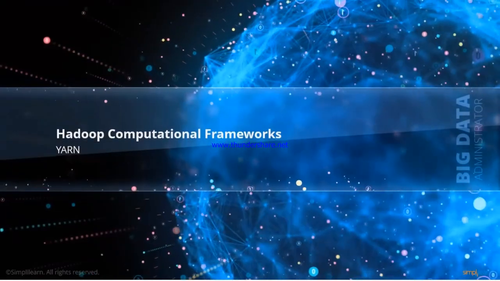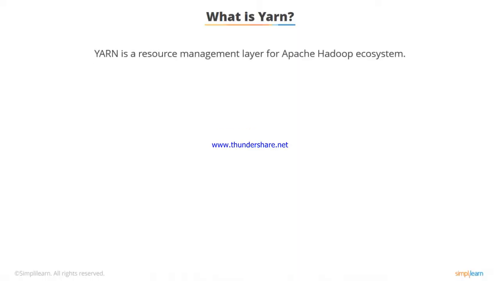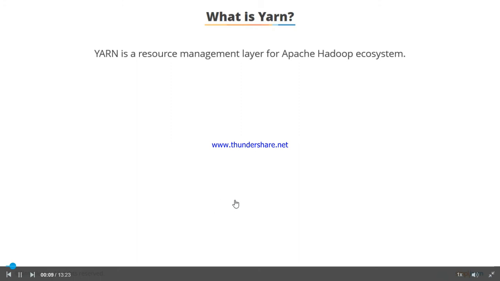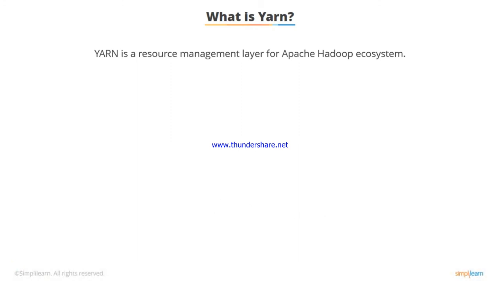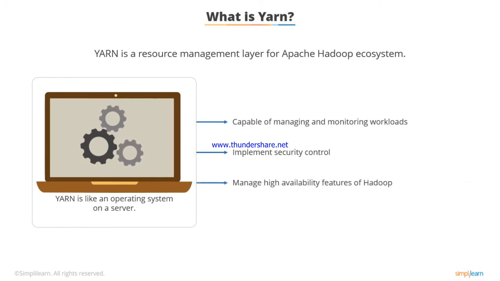In the third topic of this lesson, you will learn about Yarn. Yarn stands for Yet Another Resource Negotiator. It is a resource management layer for Apache Hadoop ecosystem, where, unlike in MapReduce, the resource management capabilities and the processing engine are separated. Yarn is like an operating system on a server. It is designed to allow multiple user applications to run on a multi-tenant platform, capable of managing and monitoring workloads, implement security controls, and manage high availability features of Hadoop.